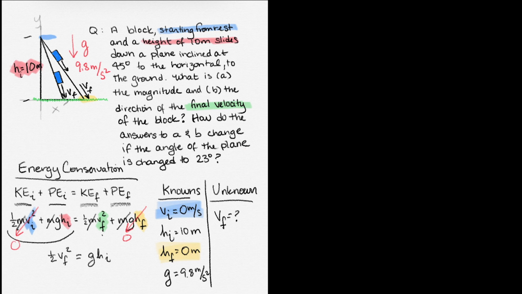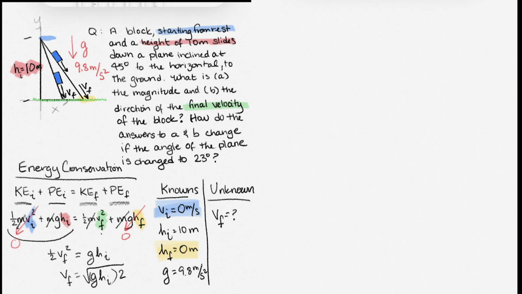Solving this for V sub F is done in detail in the energy conservation solution for free fall. I'm just going to write this down. We multiply the 2 onto the other side and take the square root. V sub F equals the square root of 2 times G times H sub I.